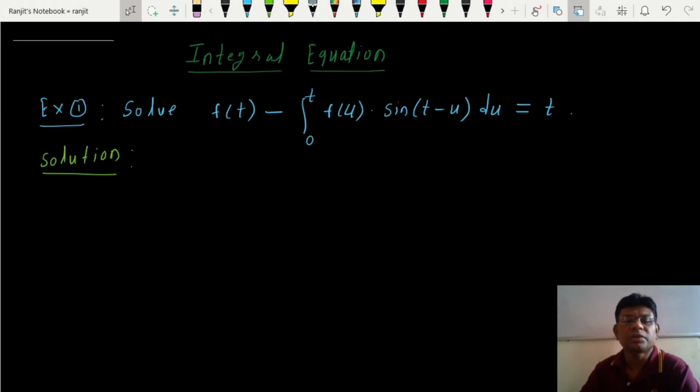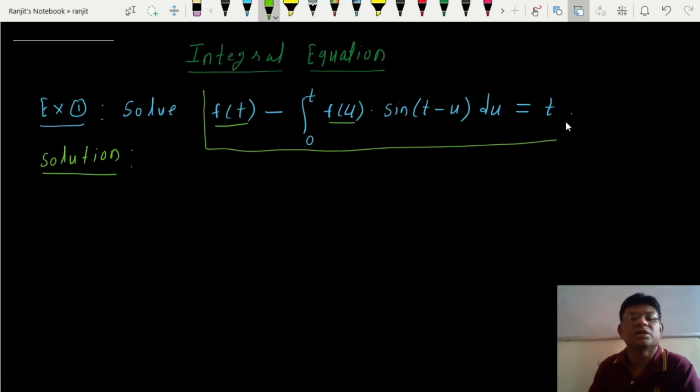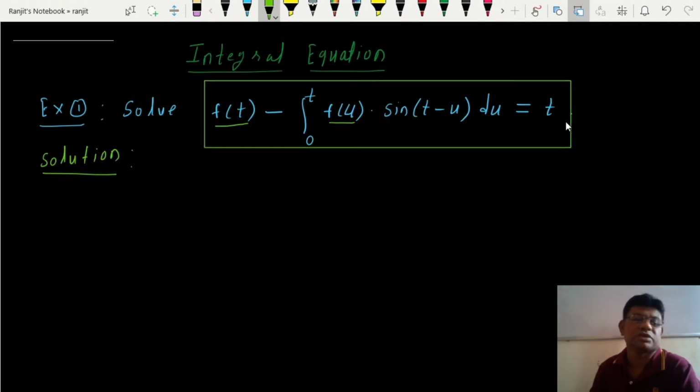Now let us see example 1. Solve f of t minus integral 0 to t f of u times sin of t minus u du is equal to t. Now here this f of t be the unknown function and this f of t involves under the sign of integral. So, such type of equations are called the integral equations.